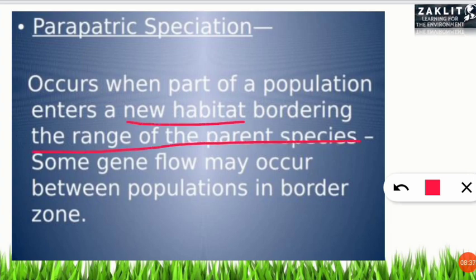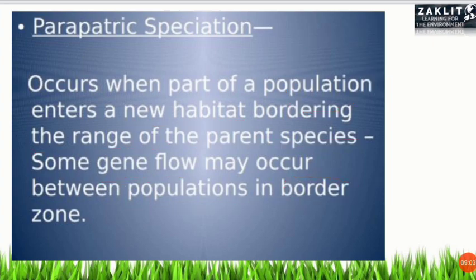So here what happens is, let us take an example that there is a habitat and one species, some part of that population is going to the bordering part and they are forming a new level of living, a new living system. In that case, some gene flow occurs between the populations in the border zone. So here, in the border zone the speciation takes place because the gene flow is different. Because of that, new species are formed.